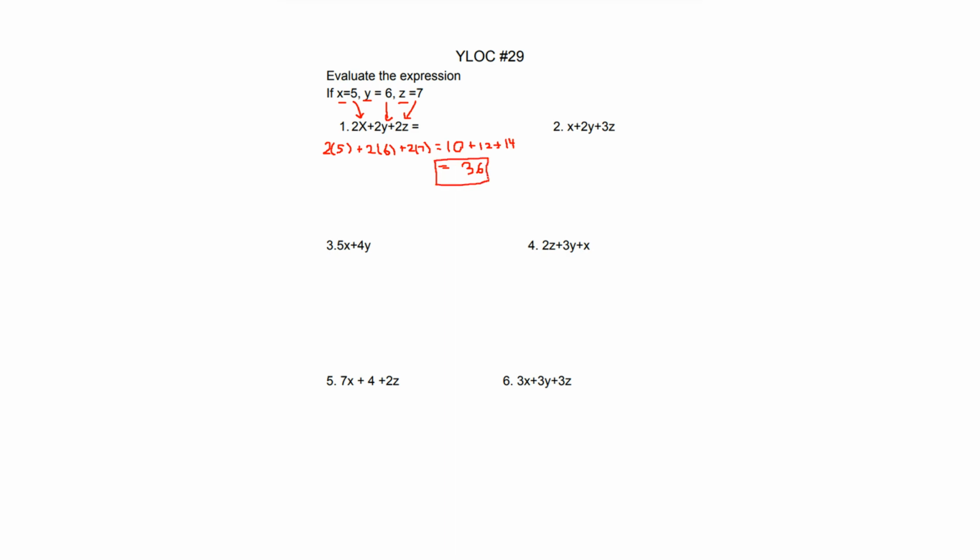Okay. For the next problem, we have x plus 2y plus 3z. So when we plug it in, it becomes 5 plus 2 times 6 plus 3 times 7, which means this becomes 5 plus 12, because 2 times 6 is 12, plus 21, which is 3 times 7. So we have 5 plus 12 plus 21, so 17 plus 21 is 38.